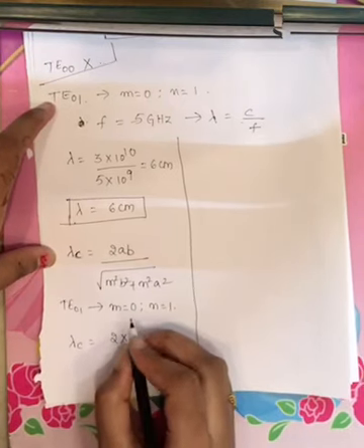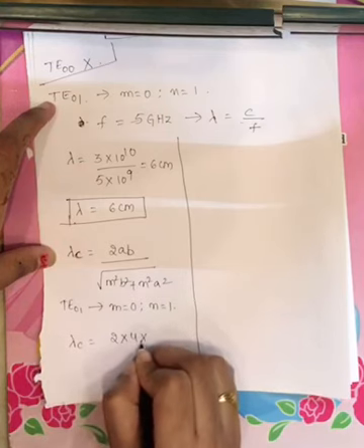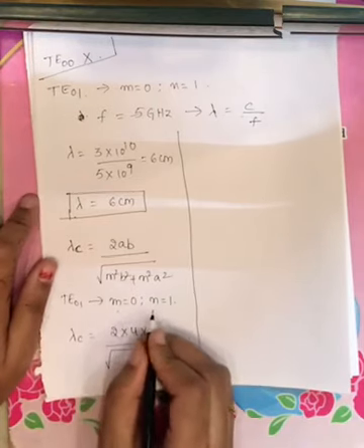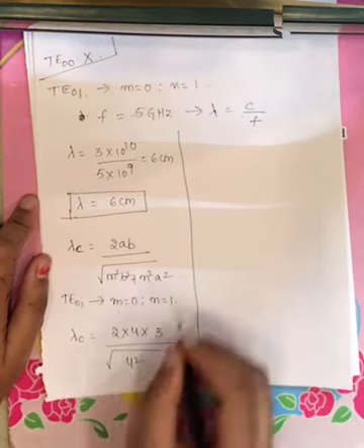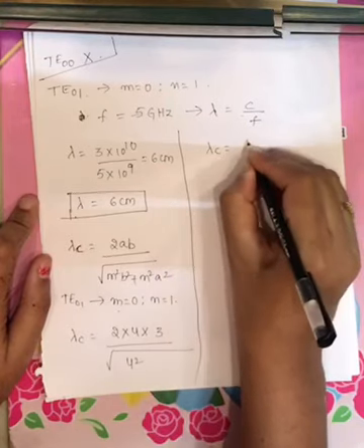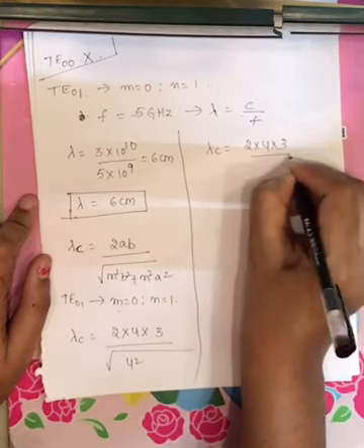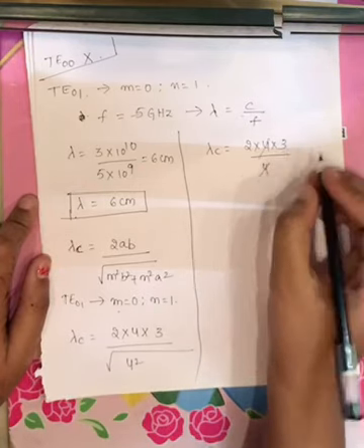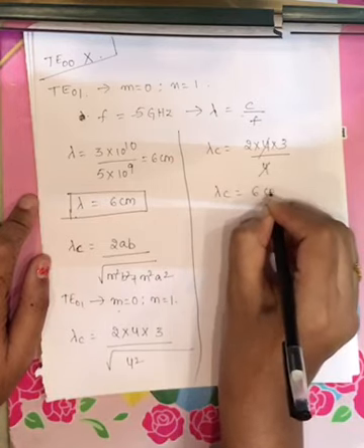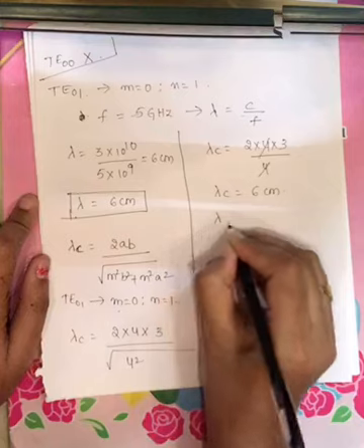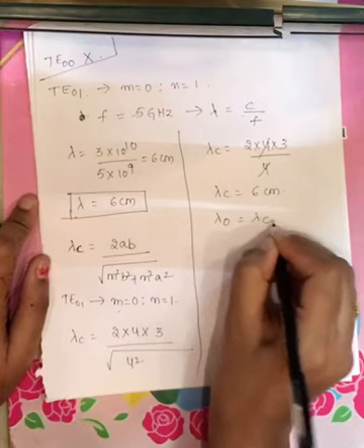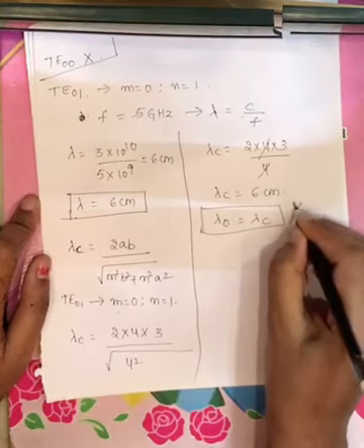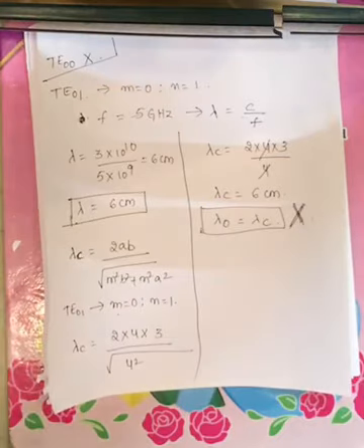Now substitute all the values. 2 into a, which is given in the problem as 4 centimeters, and b is 3 centimeters. Under root of m value 0, n value 1, and a square is 4 square. Finally, lambda c equals 2 into 4 into 3 divided by 4. This 4 will get cancelled. Now lambda c you are getting as 6 centimeters, right? Now what is the relation between lambda naught and lambda c? Both are equal. This particular mode doesn't exist in the waveguide, right?